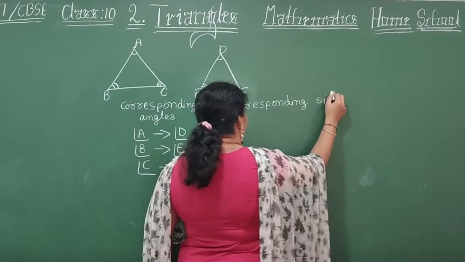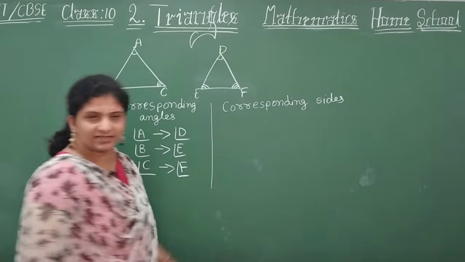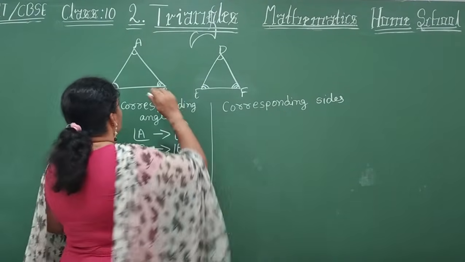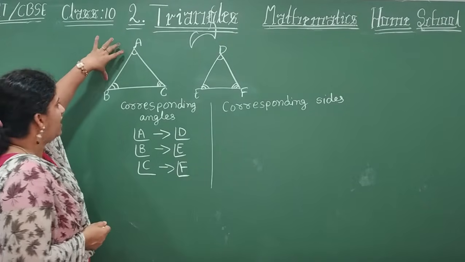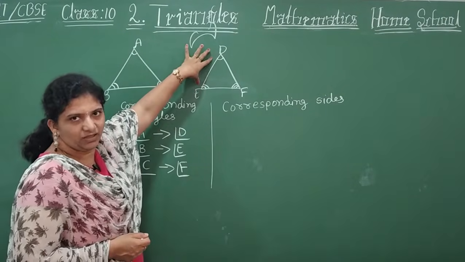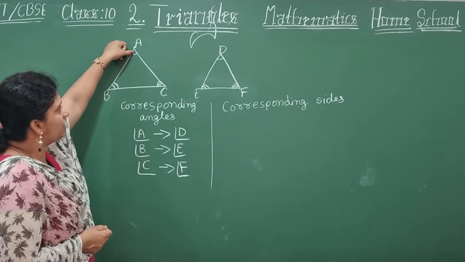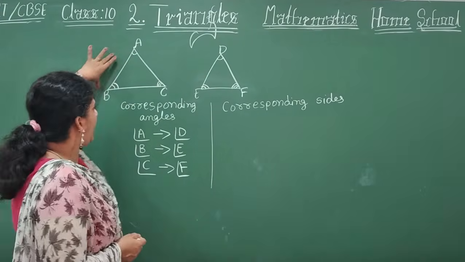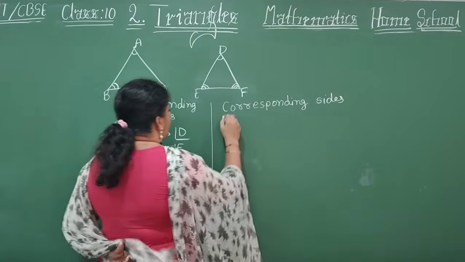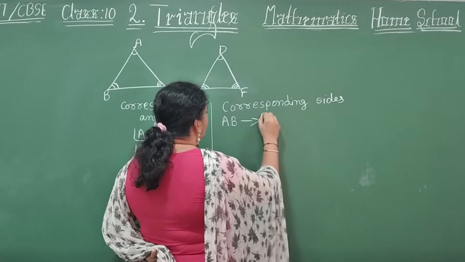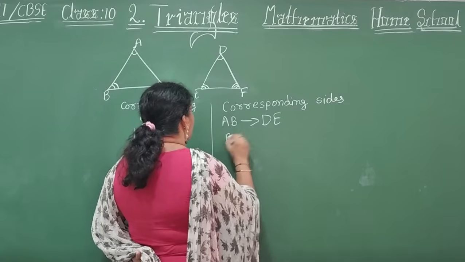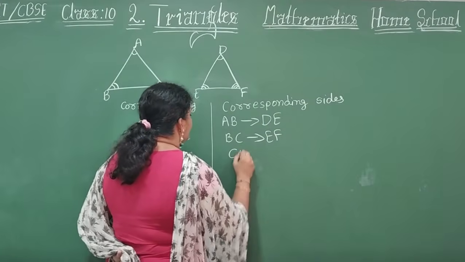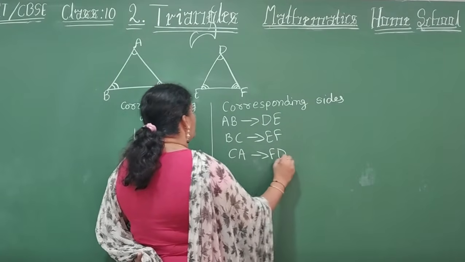Corresponding sides. Okay, first let us write the corresponding sides. Then we are going to write the sides in proportion. So now, observe here carefully. AB, DE. You can observe this also. I have taken here one arc and here two arcs. Where is it? Here, 1, 2. AB is corresponding to DE. Then BC is corresponding to EF. And CA is corresponding to FD.